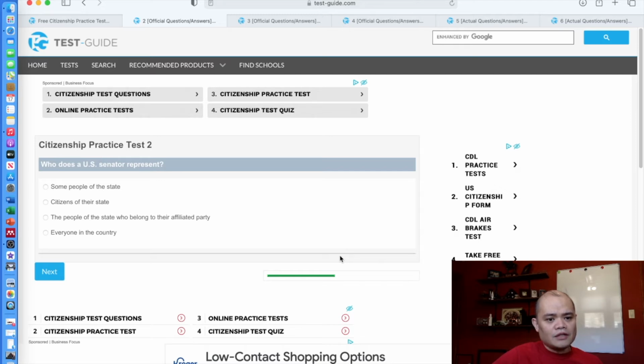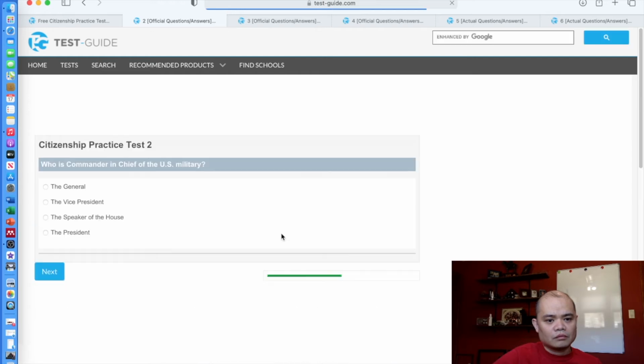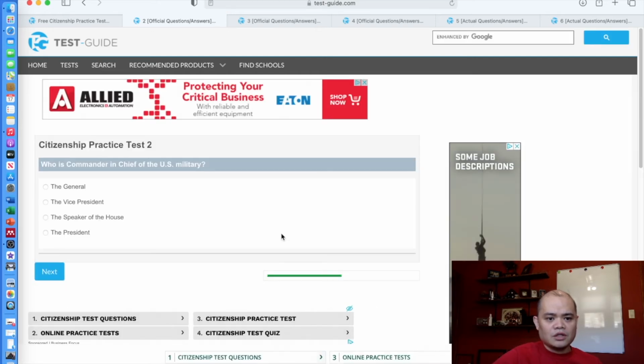So who does a U.S. senator represent? That would be the citizens of the state. Right? What is the commander-in-chief of the U.S. military? That would be the president.